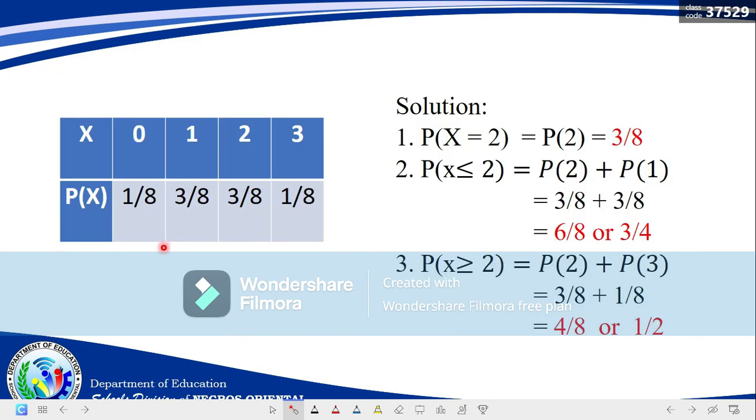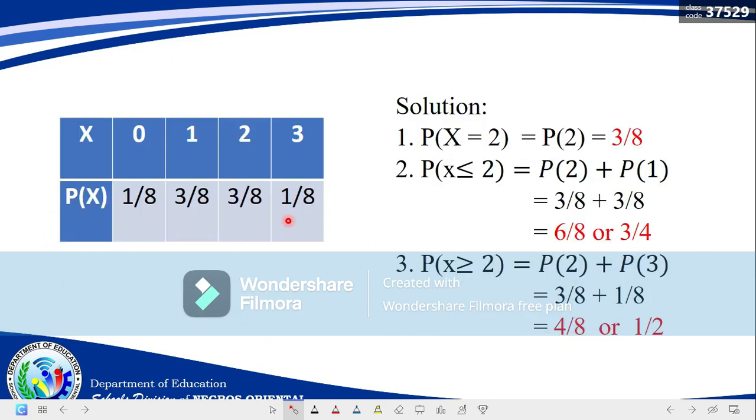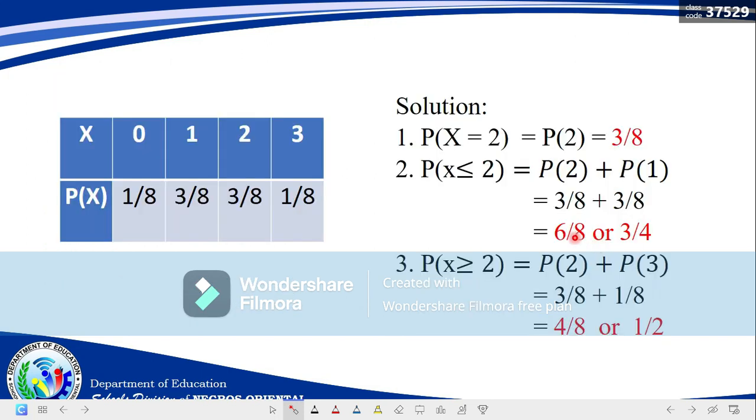We have here the number of good cell phones. These are the possible outcomes, because the random variable X is the number of good cell phones. And then we have the frequencies, and we are going to write it as our X: 0, 1, 2, 3. Our P of X will be 1 over 8, because there is only one outcome with 0. Then we get 3 when the outcome is 1, 3 when the outcome is 2, and 1 when the outcome is 3.